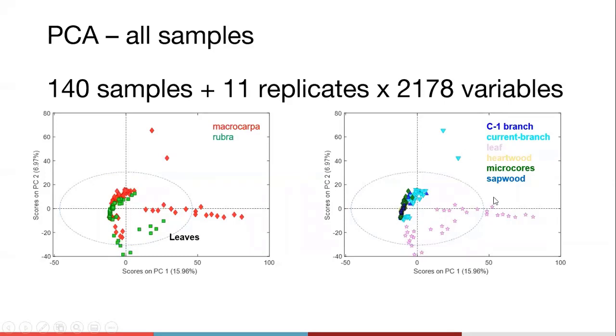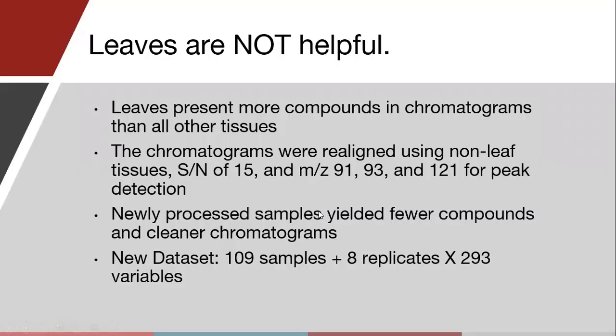On the right, on this scores plot, everything is broken down by the tissue of the sample. And you'll notice in this region on the scores plots in the bottom right corner, all of these samples are leaves, and that doesn't look very good. So we've concluded leaves are not helpful. They're very bad, actually. They present more compounds in their chromatograms than all of the other tissues that we tested.